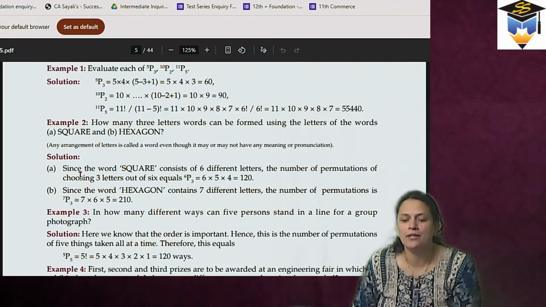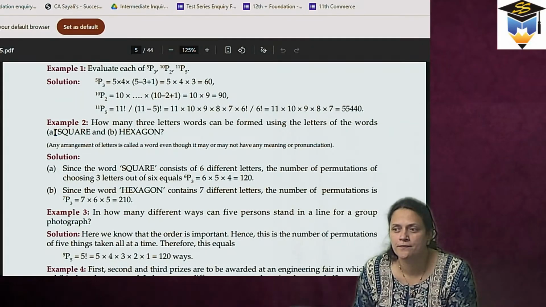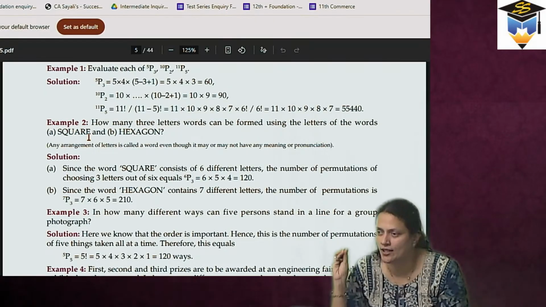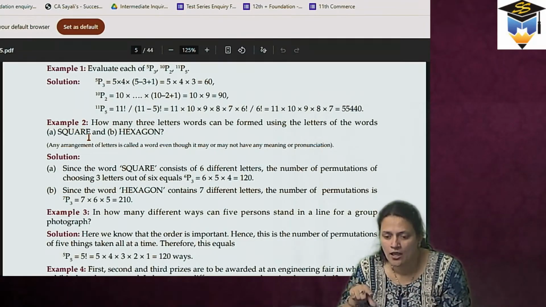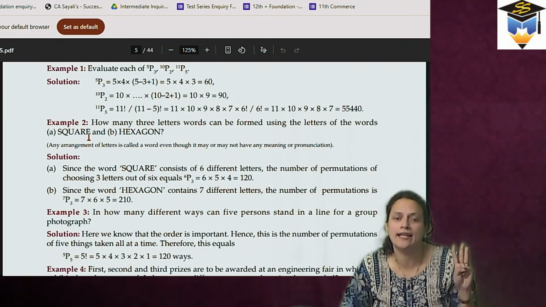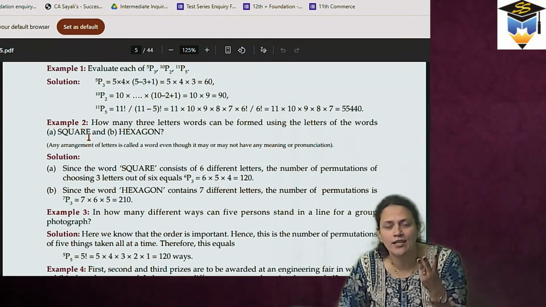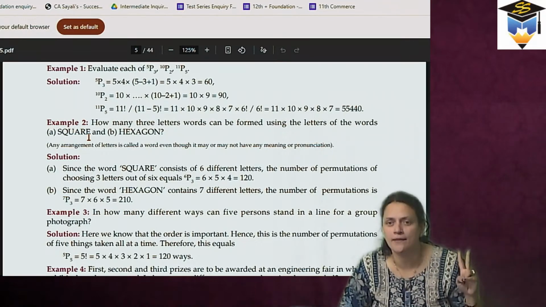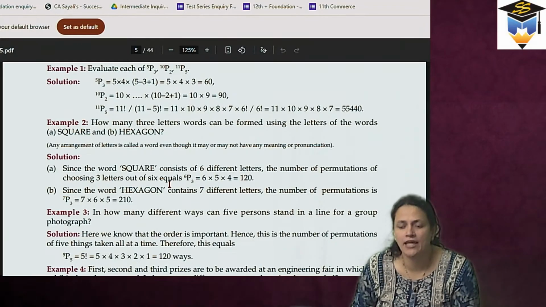Now here in example number 2, tell me in the word SQUARE, how many alphabets are present? 1, 2, 3, 4, 5 and 6. So the total number of alphabets, what is the value of n in this case? 6. How many 3-letter words can be formed? So out of 6, you have to choose any 3 letters. These 3 letters are nothing but the value of R. Understood what is N, what is R? Now it is given by the formula 6PR.